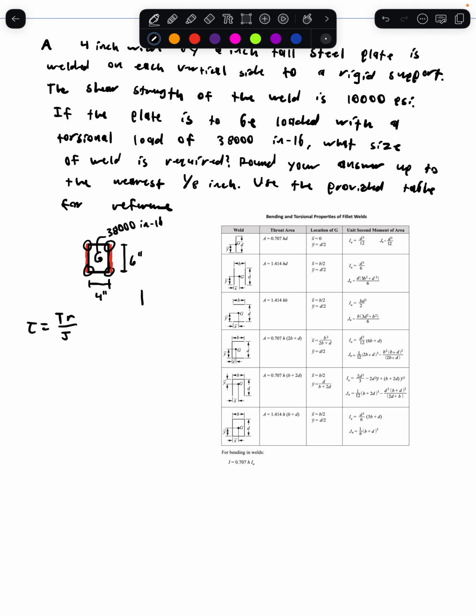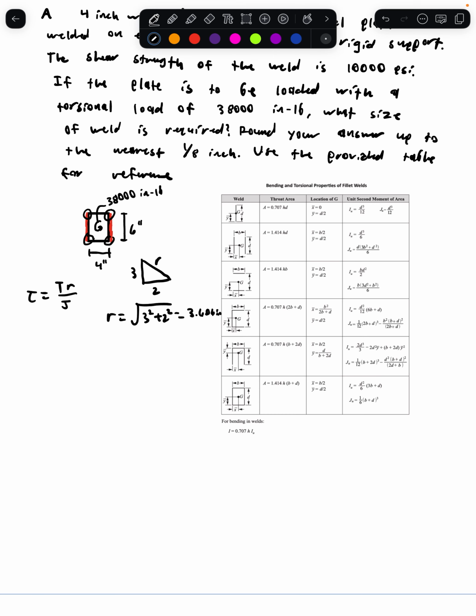So basically we have 3 inches and 2 inches because we're cutting each of those in half. Then r is the square root of 3 squared plus 2 squared, which is going to be 3.606 inches. Now for J, it's a little bit trickier.